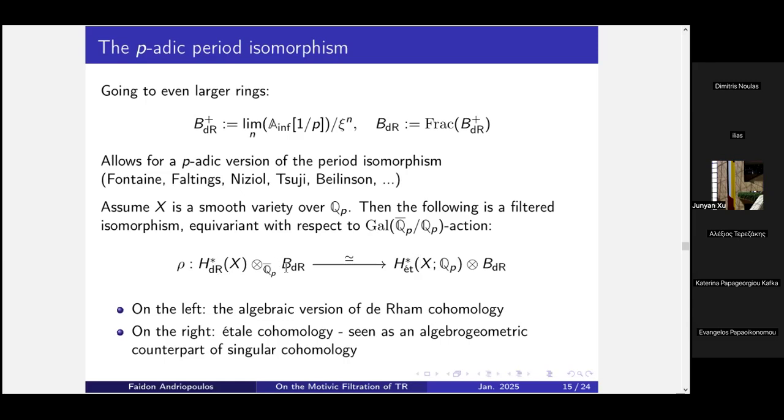But once we base change to B_dR coefficients, this gives us this p-adic version of the period isomorphism, which in particular comes with a very rich structure. For example, one has a Galois action on both sides, which is respected by the isomorphism. There's also a filtration on both sides. On the left-hand side, it comes from the Hodge filtration on cohomology, and on the right-hand side, it comes from the filtration of B_dR with respect to its uniformizer.